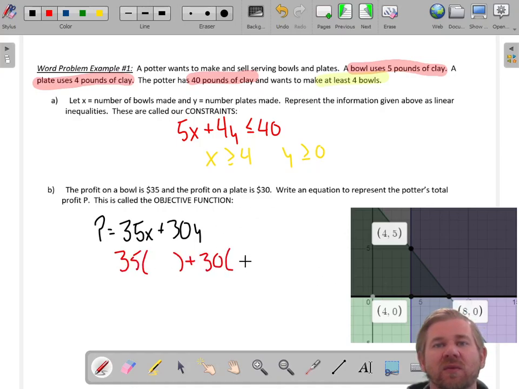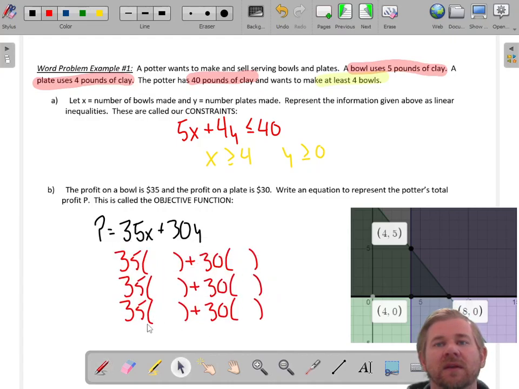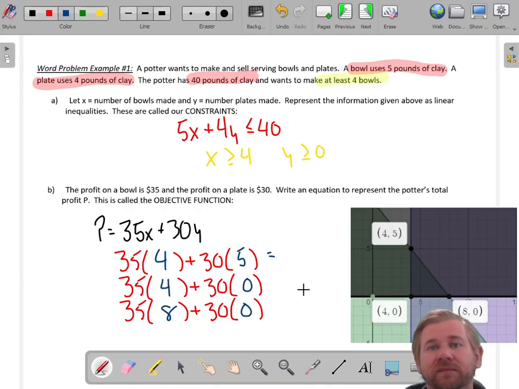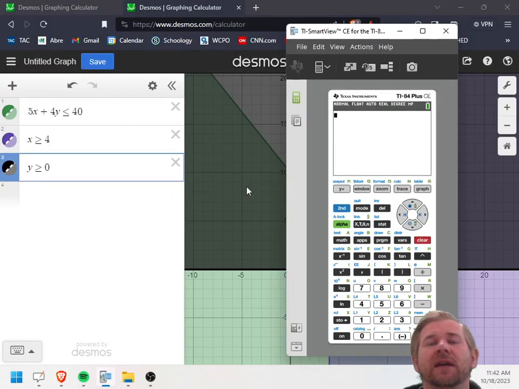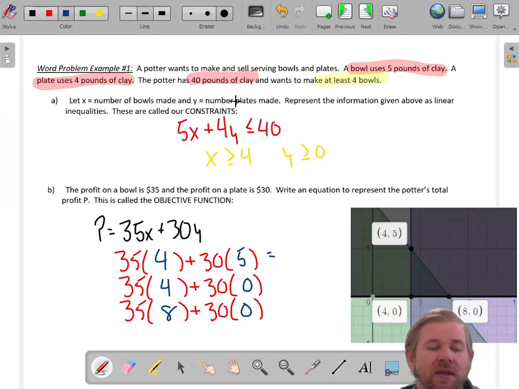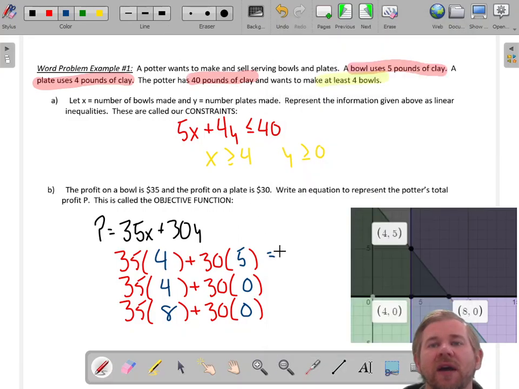35x plus 30y. I need to test 3 different vertices. So 35 times 4, I'll do it in a different color. Just to be safe, let's use a calculator. I think I can probably do this, but I don't want to mess it up on YouTube, so we'll make sure we do it right. 140 and 150. I think it should be 290 plus 30 times 5. 290. Sweet. We got 290 for one of them.